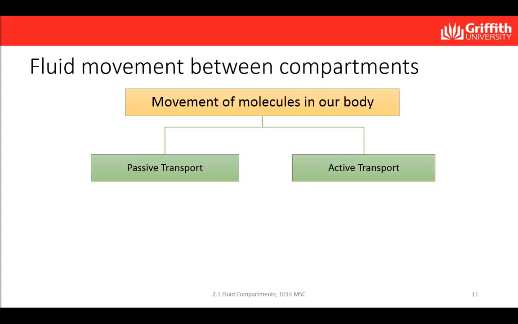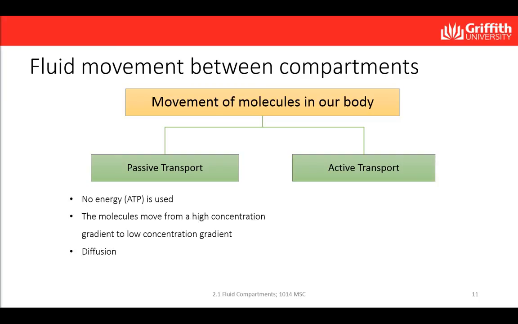Substances move across plasma membranes in two different ways: passive transport and active transport. In passive transport, substances move across the membrane without any energy input from the cell. Here, substances move from a high concentration to a low concentration, or down the concentration gradient. Diffusion is one of the major types of passive transport in our body.